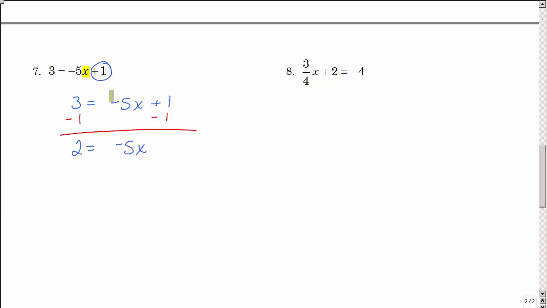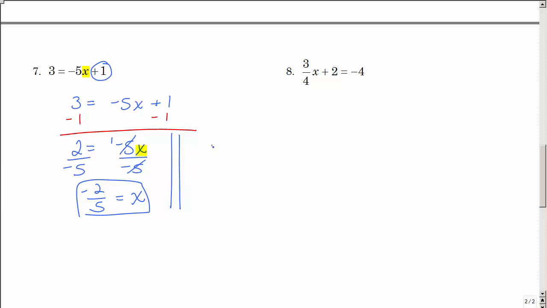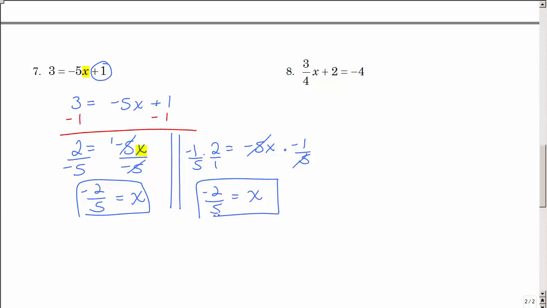Now look at what's happening to x. X is being multiplied by -5. What undoes multiplication? Division. So I get 1x equals -2/5. Not to confuse you, but I could have looked at this problem like this. 2 equals -5x. I could have multiplied both sides by that reciprocal and gotten exactly the same thing. Just think about that.